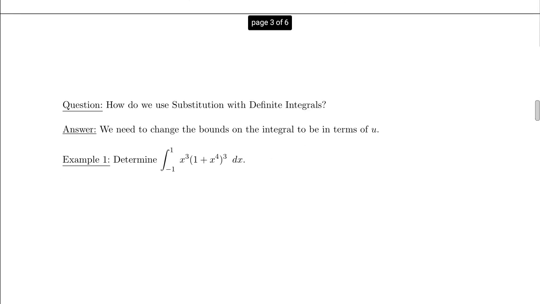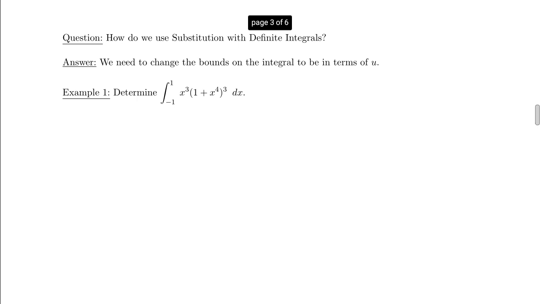Okay, so question, how do we use substitution if we have a definite integral? What if there are bounds on the integral? What do we do to account for it? The answer is that we need to change the bounds on the integral to be in terms of u. Everything else is the exact same as doing u substitution on an indefinite integral, because remember, when we're finding a definite integral, when we're finding that signed area, we actually first have to find the antiderivative of the function anyway. So we're going to be using the same method.